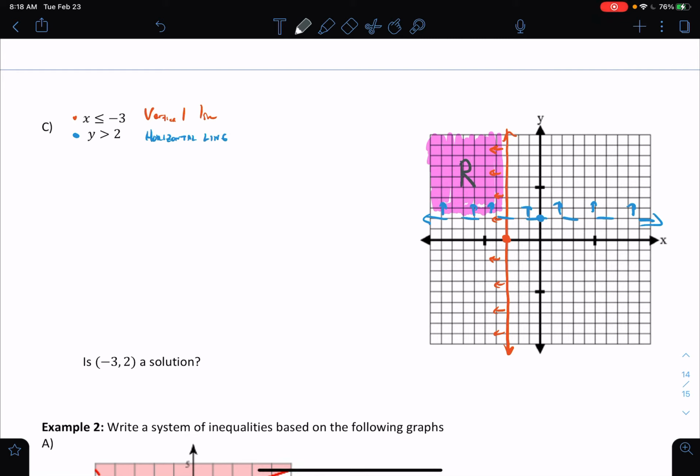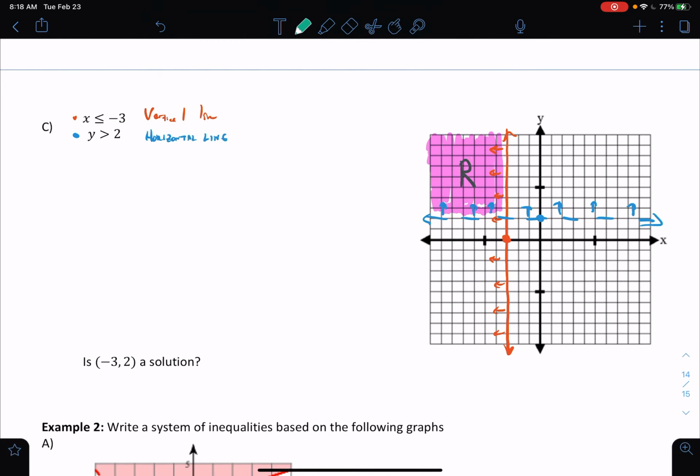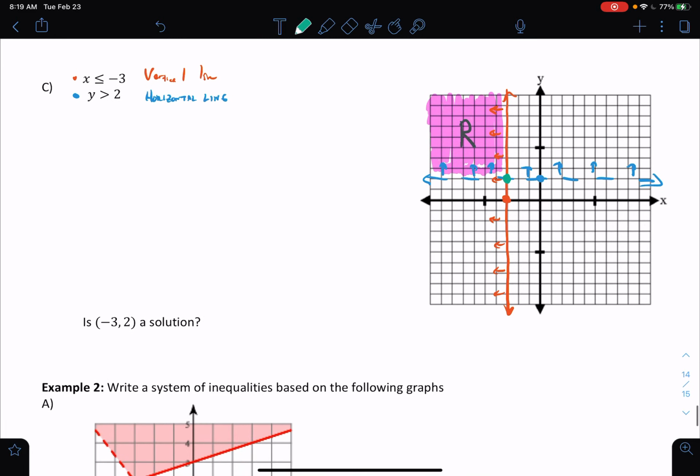Now the question is, is -3, 2 a solution? So -3, 2 is right here. It's the intersection point. Now, if we were dealing with equations, yeah, that would be the solution because it's the intersection point. But remember, it's got to satisfy both of the inequalities. It works for the orange one because it's a solid line, but it does not work for the blue because it's a dashed line. So is -3, 2 a solution? No, it doesn't satisfy all the inequalities.